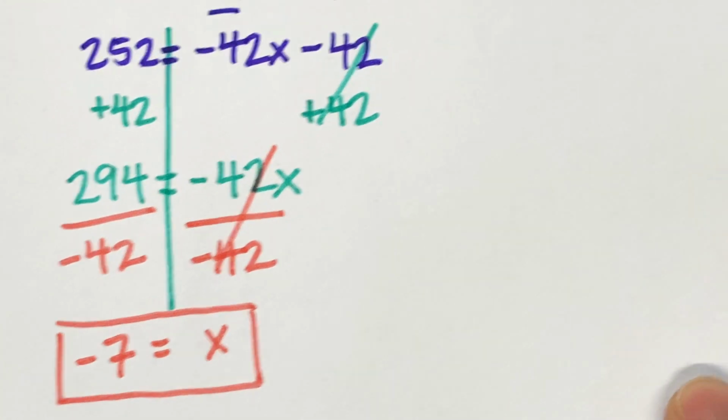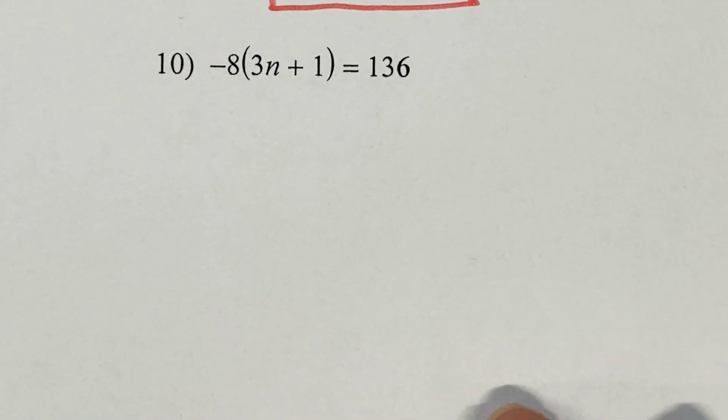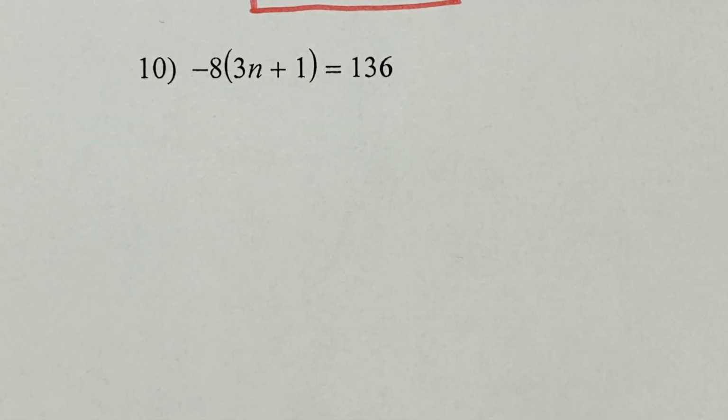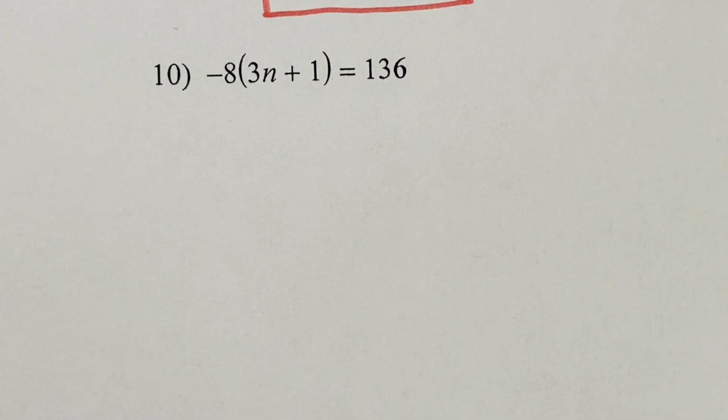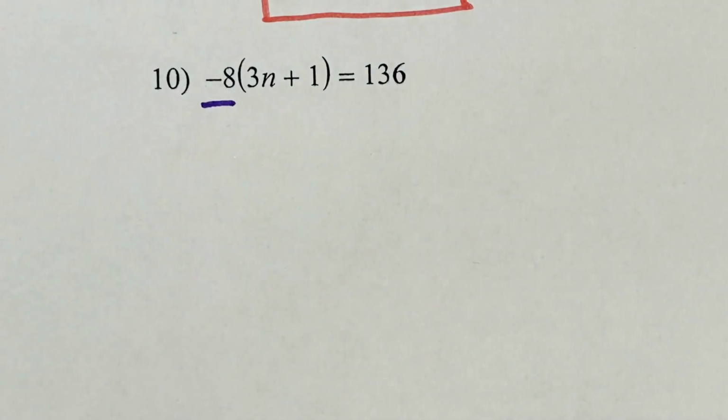Okay, last example for the day. Same exact steps, we need to distribute first. So what is the number that I need to distribute? What is the number that's right in front of the parentheses? It's going to be this negative 8.